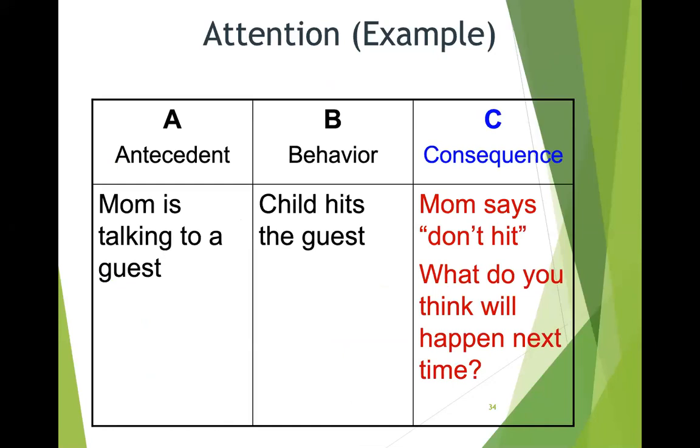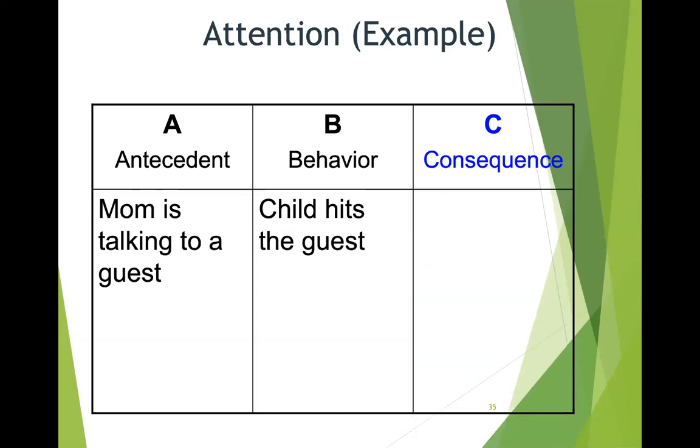All right, so we are going to take another attention example here. The antecedent is mom is talking to a guest. The behavior is the child hits the guest. As a consequence, mom says, "Don't hit." If this is attention seeking, what do you think will happen next time? I'm sure, as you've probably guessed, more than likely that child will continue to hit in order to get mom's attention, even when the guests are there.